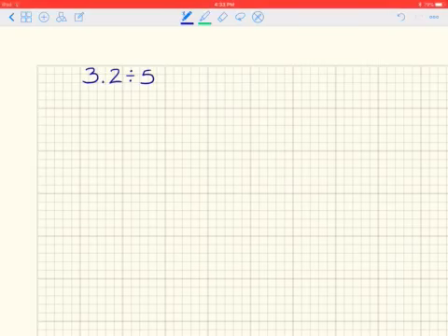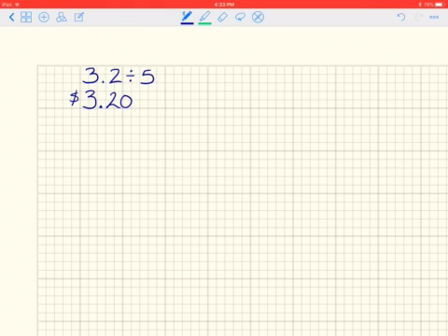Hey, so what if I have a mixed decimal? What if I have 3 and 2/10 divided by 5? Now, one way to think of decimals is money. $3.20, 3 and 20 hundredths, is the same as 3 and 2/10.